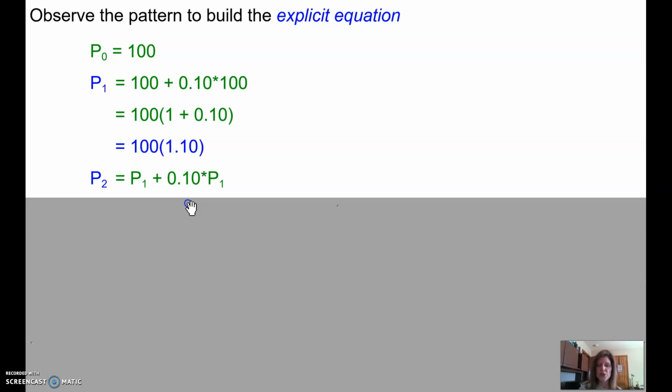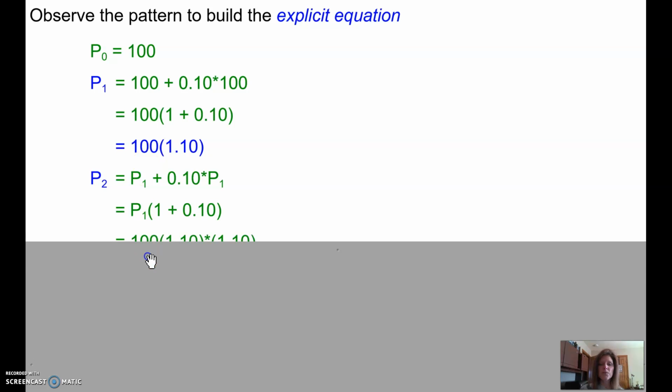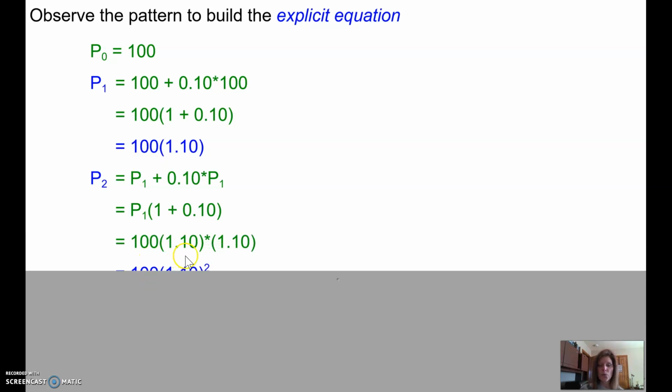Okay? P sub 2. Well, you take the one right before it, P sub 1, and add 10% of that. So P sub 1 plus 0.10 times P sub 1. That is similar to what we had above, so I'm going to factor out that P sub 1, and I'm going to have P sub 1 times that quantity, 1 plus 0.10, which can be simplified, and I'm going to replace this P sub 1 by what we have right above here, and say that's 100 times 1.10, that's my P sub 1, times the next 1.10.